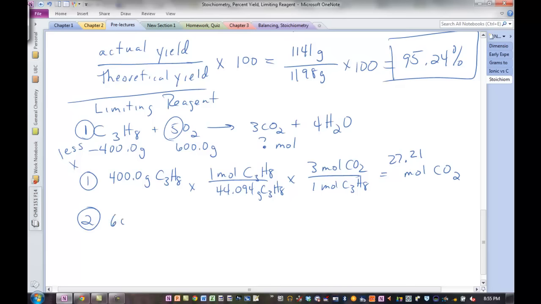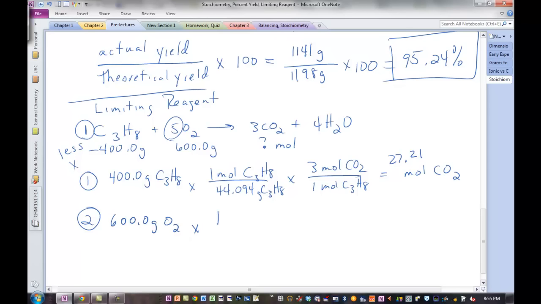So the second calculation, we're going to ignore propane, or we can say, well, let's assume propane's in excess. Let's see how much CO2 we could get if all of the oxygen were to react. So we're going to do the same calculation. We can't go from grams of O2 directly to moles of CO2. Where do we have to get to? We have to get to moles of O2, then we can apply the mole ratio. So we compare things in a reaction in terms of moles.